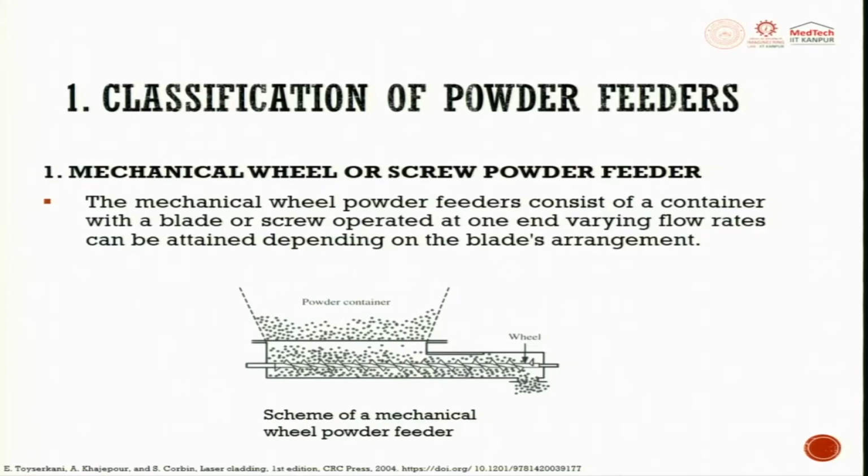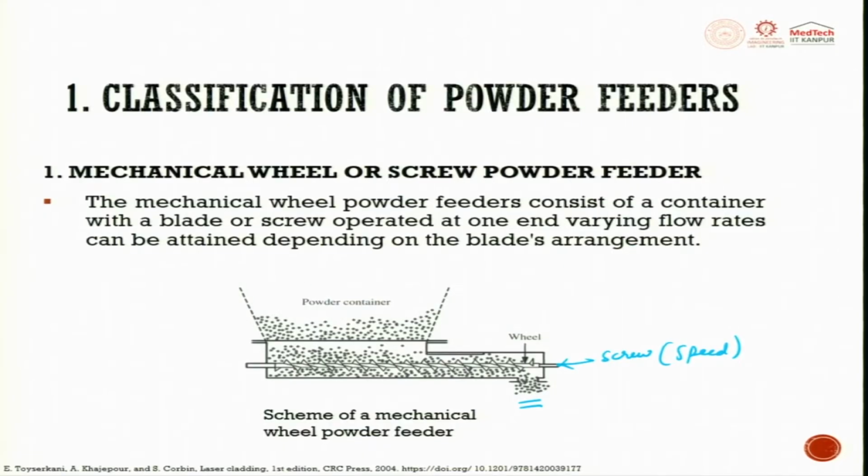What is a mechanical wheel or a screw powder feeder? Here, a mechanical wheel powder feeder consists of a container. This is a container with a blade or a screw operating at one end. This is the screw. Screw operated at one end, varying flow rate. So, the screw speed is changed. So, the flow rates are changed. So, varying flow rates can be attained depending upon the blade arrangement.